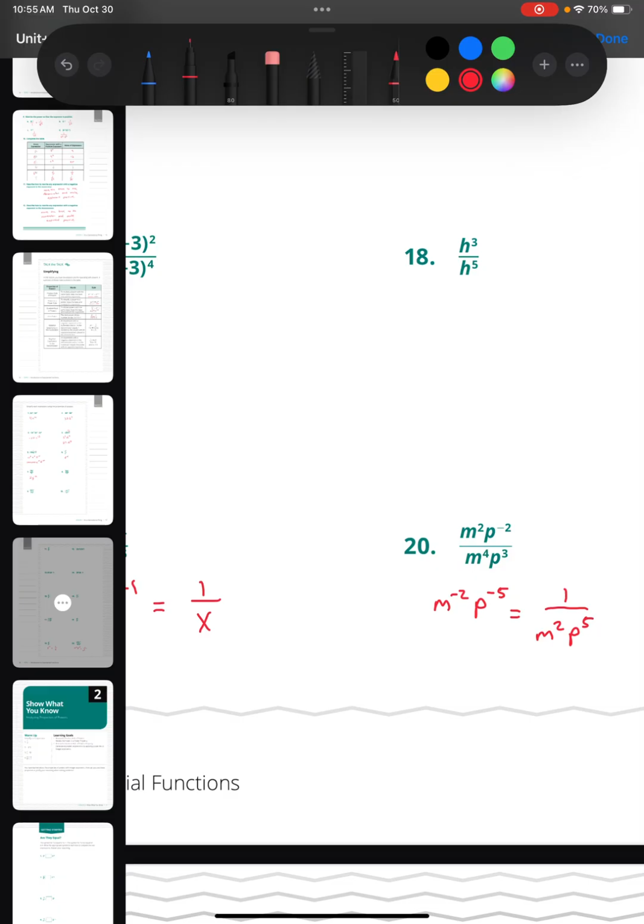All right, so that covers all our exponent rules: our product rule, our quotient rule, power to a power, zero exponents, and negative exponents. All the rules we looked at today.